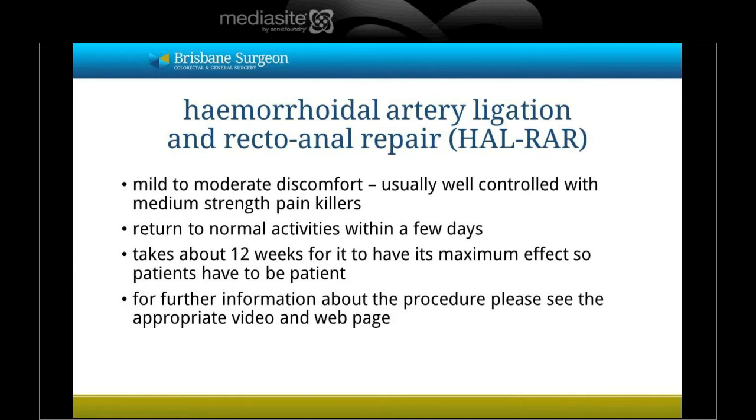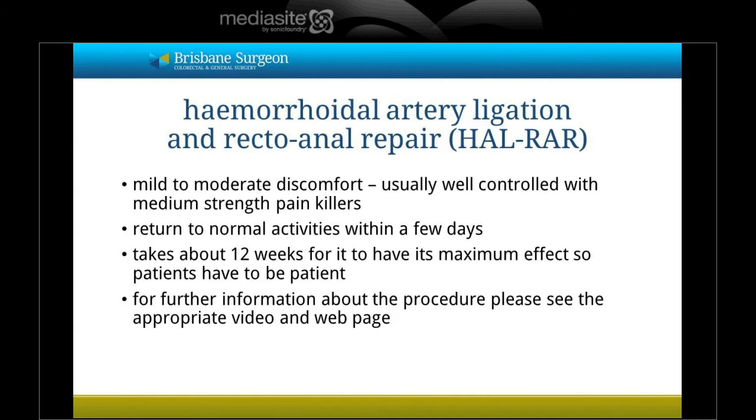Post-operatively, patients experience mild to moderate discomfort, but this is usually well controlled with medium-strength painkillers such as endone. There is usually a return to normal activities within a week to 10 days. Patients, however, need to be a bit patient with regards to the long-term effect because it takes about 12 weeks to achieve the desired effect.